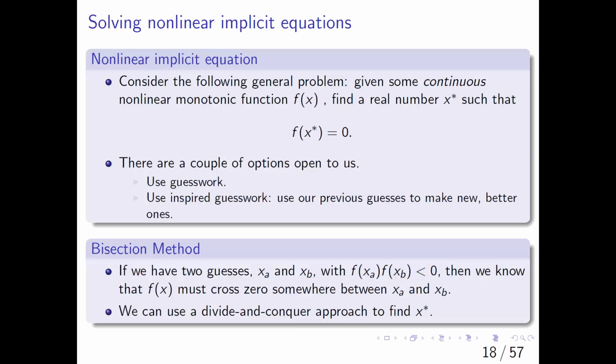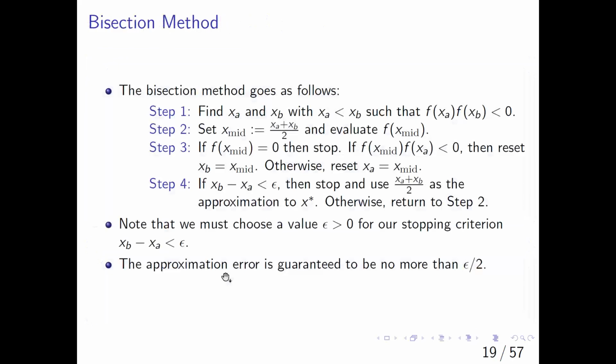So let me show you this approach in detail. So here is the bisection method, the steps. The first step is to find xa and xb such that they have different signs. We don't need to know which one is positive and which one is negative. It doesn't matter. It depends on the function itself. But as long as they have different signs, that satisfies our requirement for the bisection method.